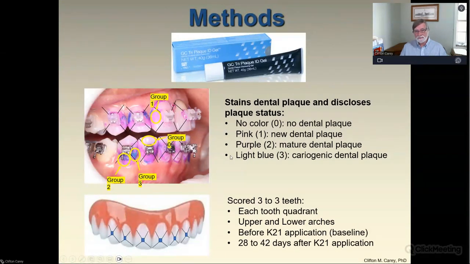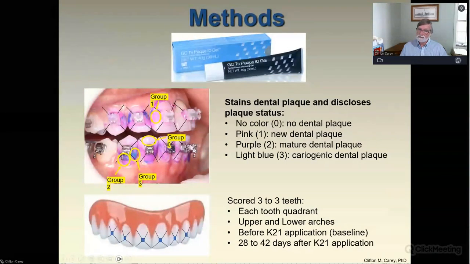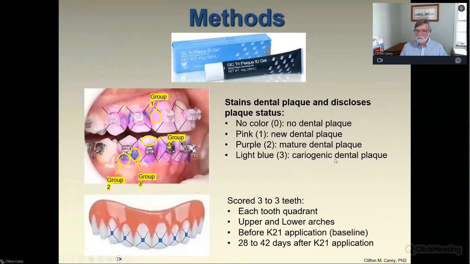And bottom line is the light blue and the purple are the more cariogenic mature dental plaque biofilms versus the pink, which is new stuff growing. It's not all that cariogenic yet or nothing. And so we've got this index basically that goes from 3 being pretty bad to 0 being no dental plaque.